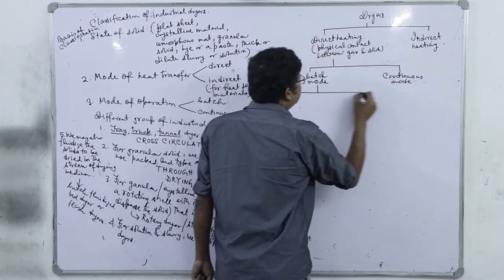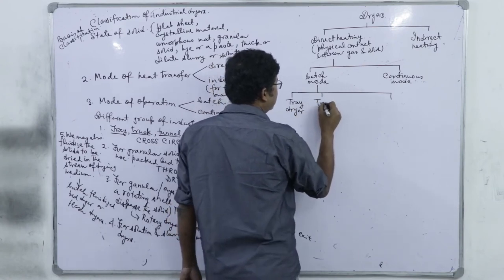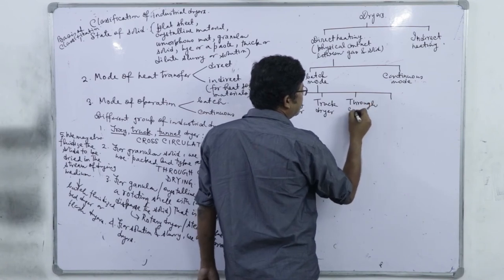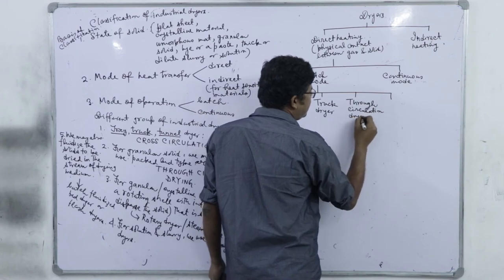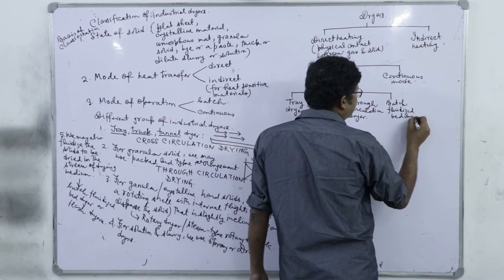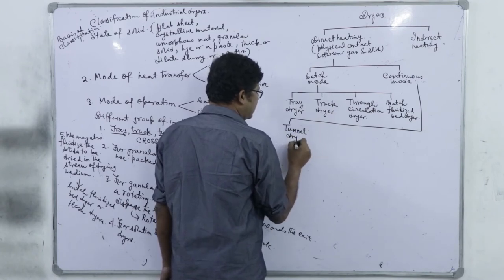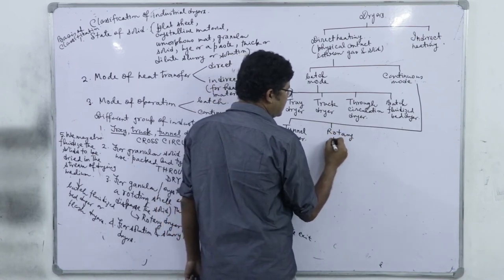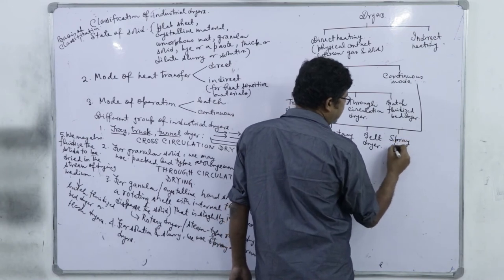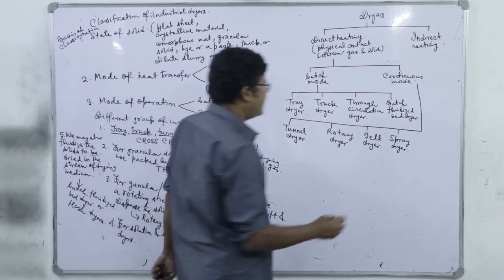So in the batch mode, for this direct heating, we have tray dryer, truck dryer, through circulation dryer, that is in the form of packed bed, and batch fluidized bed dryer. So in the continuous mode, we have tunnel dryer, rotary dryer, belt dryer, we can have spray dryer. So, tunnel, rotary, belt, spray, and we can also have these flash dryers.